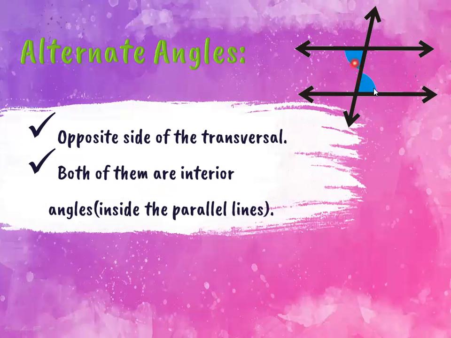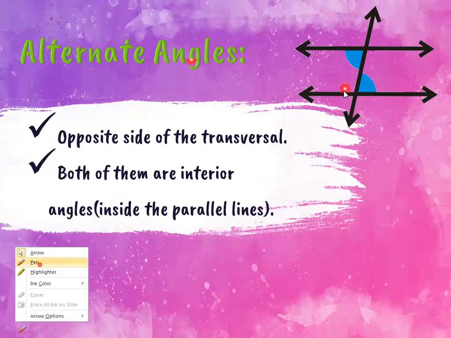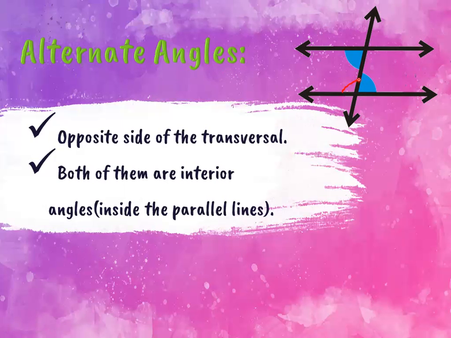Okay, so this type of angles are alternate angles, on the opposite sides of the transversal and both of them interior angles. So this is one pair of alternate angles. Another pair of alternate angles can also be made here. Which one? This one. If this is the interior angle, then the opposite interior angle of this one will be this one. So this is again a pair of alternate angles. So in this figure, there are two pairs of alternate angles. Understand?